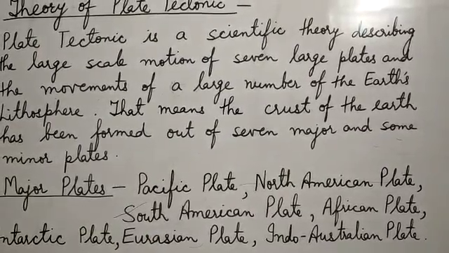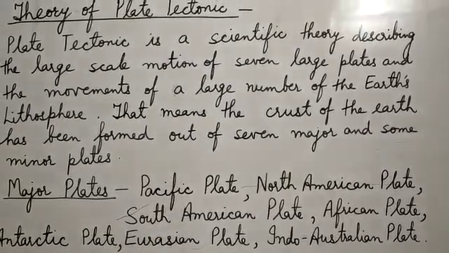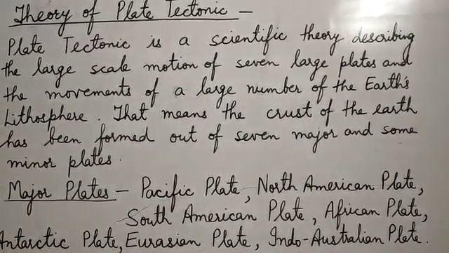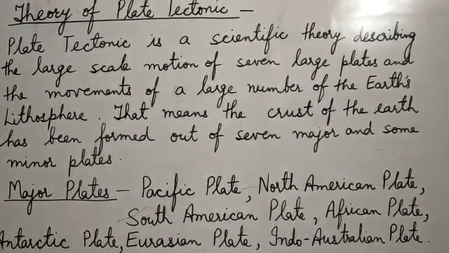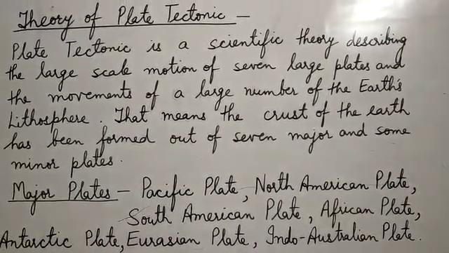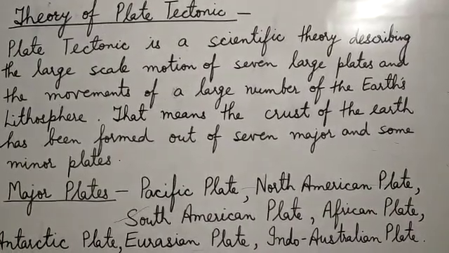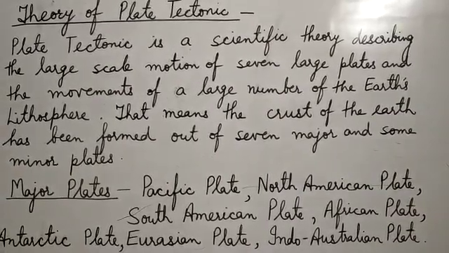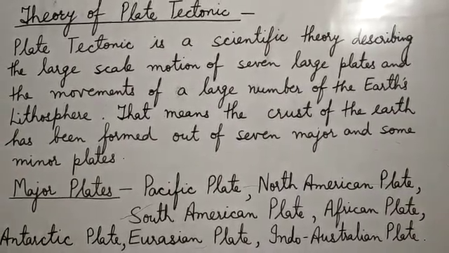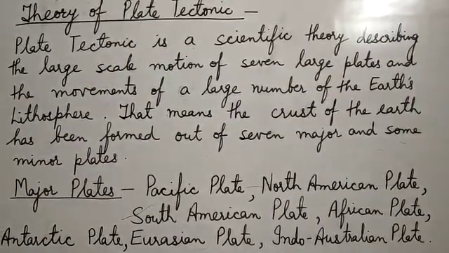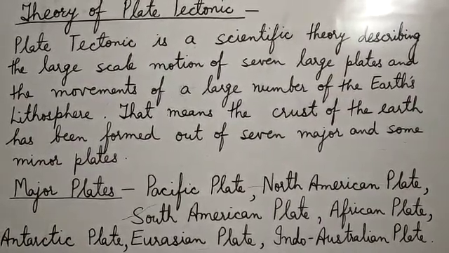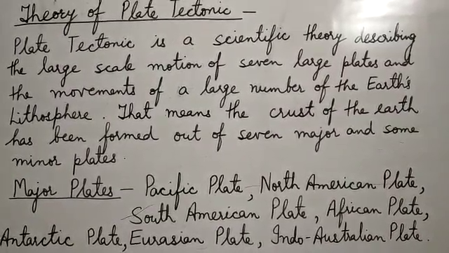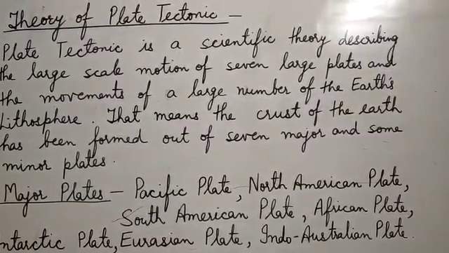That means this crust of the earth, the uppermost layer of the earth, and the lithosphere is the part of the crust on which we live. So crust, mantle and core are the 3 concentric layers of the earth. This crust is broken into a number of fragments, and each is called a plate. These plates are broken because of the inner activity, that is the endogenic forces of the earth.